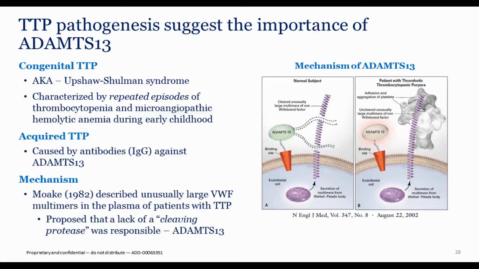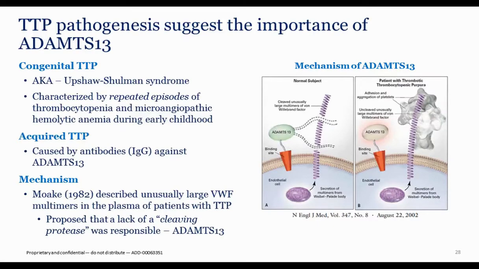It turns out that these unusually large von Willebrand factor multimers have an increased affinity for binding to platelets. If you look at the diagram on the right, you'll see a cell. This is the cell surface, with this structure sitting on it called ADAMTS13, which looks like a pair of scissors. As the unusually large multimers of von Willebrand factor are being released, this cleaving protease chops the multimers into much smaller pieces, so they lose that strong binding affinity for platelets.